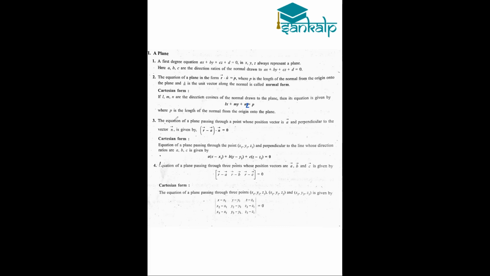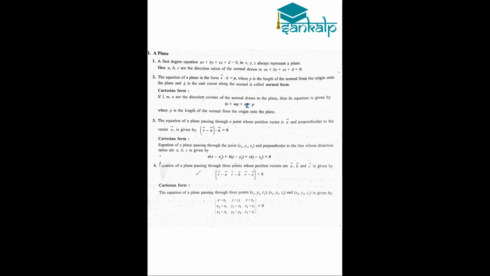Next, third equation, the equation of the plane passing through a point whose position vector is a and perpendicular to the vector n is given by r minus a dot n equal to 0. So if we replace a with the coordinates x1, y1, z1 and n with its direction ratios, then we get A into x minus x1 plus B into y minus y1 plus C into z minus z1 equal to 0.